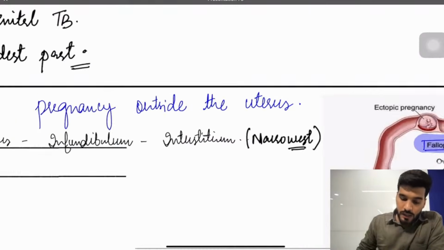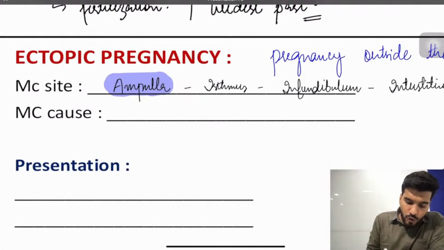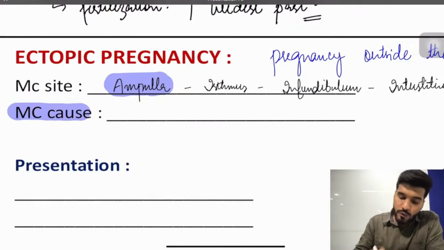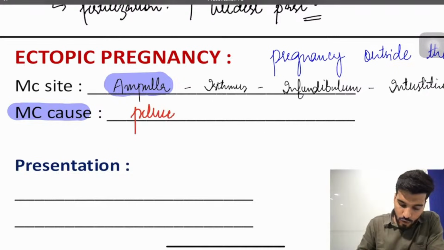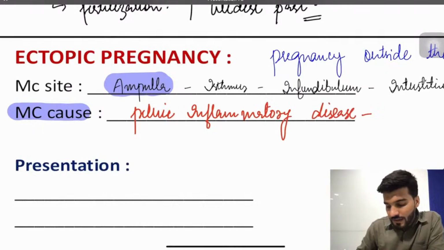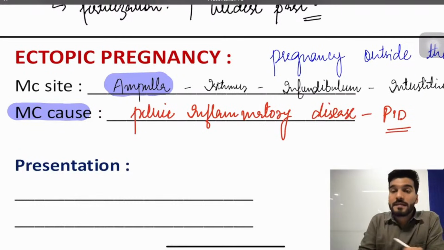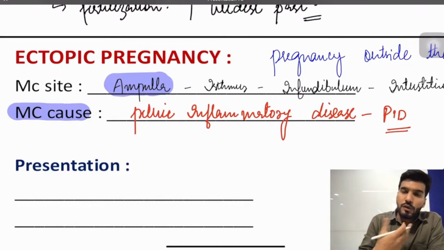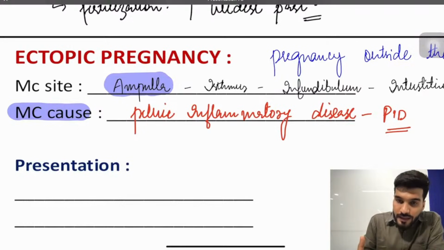Now if we talk about causes, there are multiple causes for ectopic pregnancy. The most common cause is pelvic inflammatory disease. We also call it salpingitis isthmica nodosa. What other causes can there be? Any pelvic surgeries, any tubal surgeries, a patient using intrauterine contraceptive devices, endometriosis, or genital tuberculosis. These are all the other causes of ectopic pregnancy.